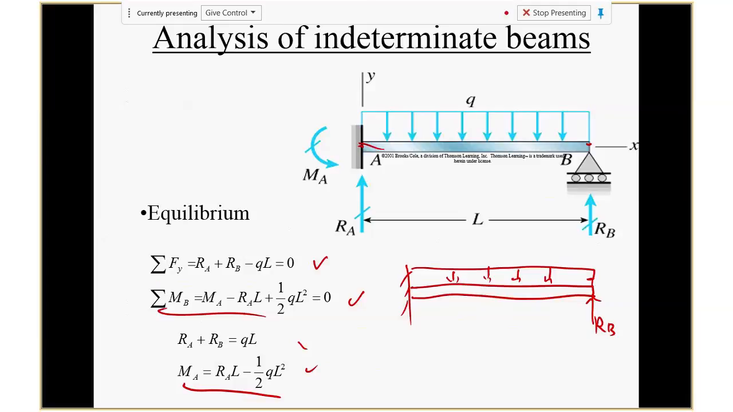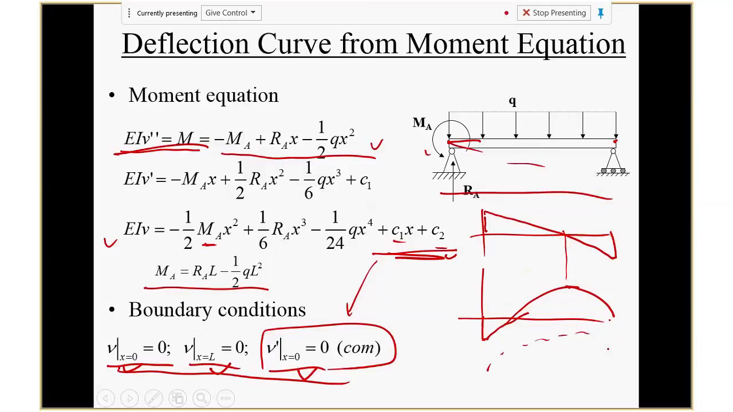You can do this because you remove RB, so the equation of equilibrium is still the same. But you remove RB as a redundant, so your structure becomes this one. Now when you write the bending moment equation, this will still be the same, right? Because this is how you write the moment equation, that's still the same.